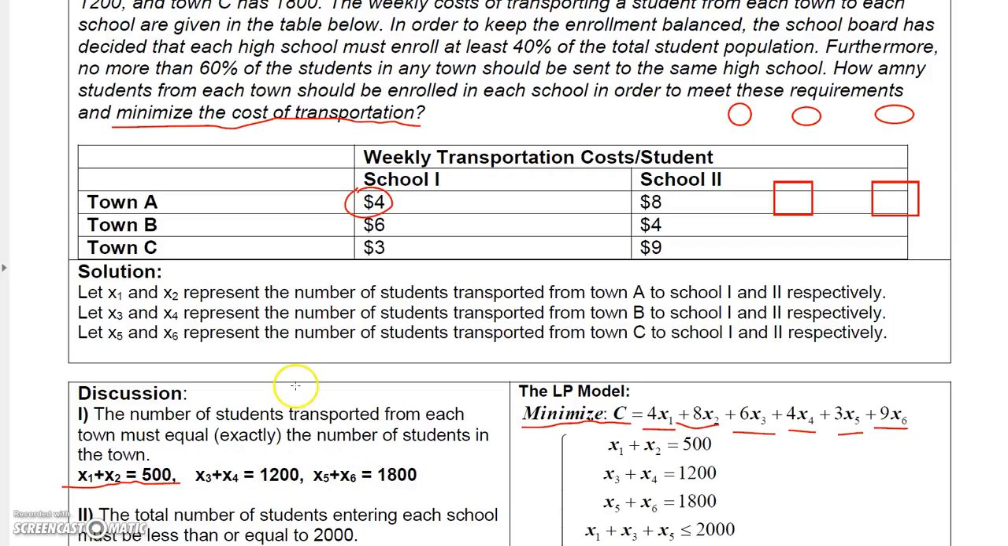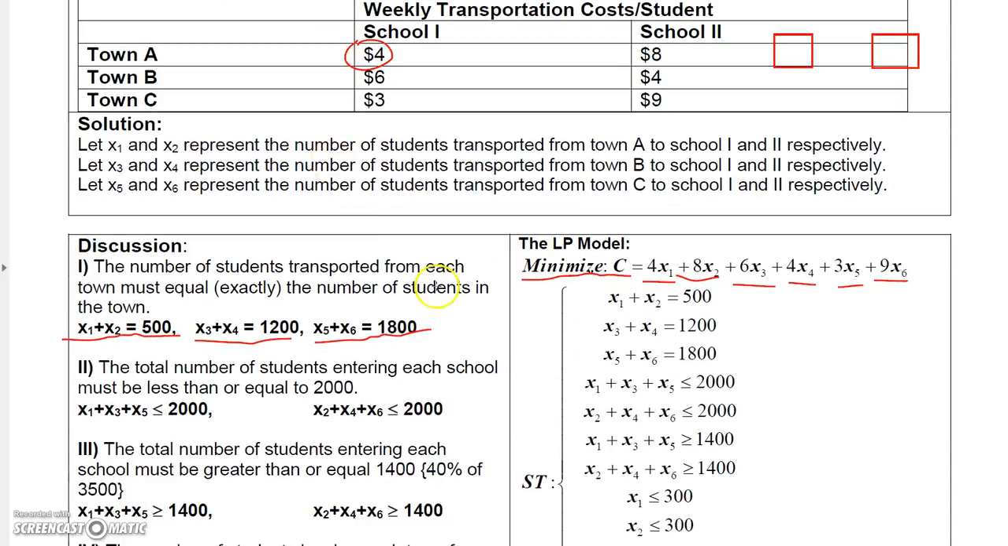You can have equal to constraints, as you see here. And since town B has 1,200, then the students leaving that town must equal 1,200. So x3 plus x4 has to equal 1,200. And then town C has 1,800 students, so the total number of students leaving town C has to equal 1,800. We're using equal to because if we use less than, then we're leaving a student behind, and there's no reason to use greater than if we know that's exactly the number of students we have. Okay, so that gives us our first three constraints in the problem.